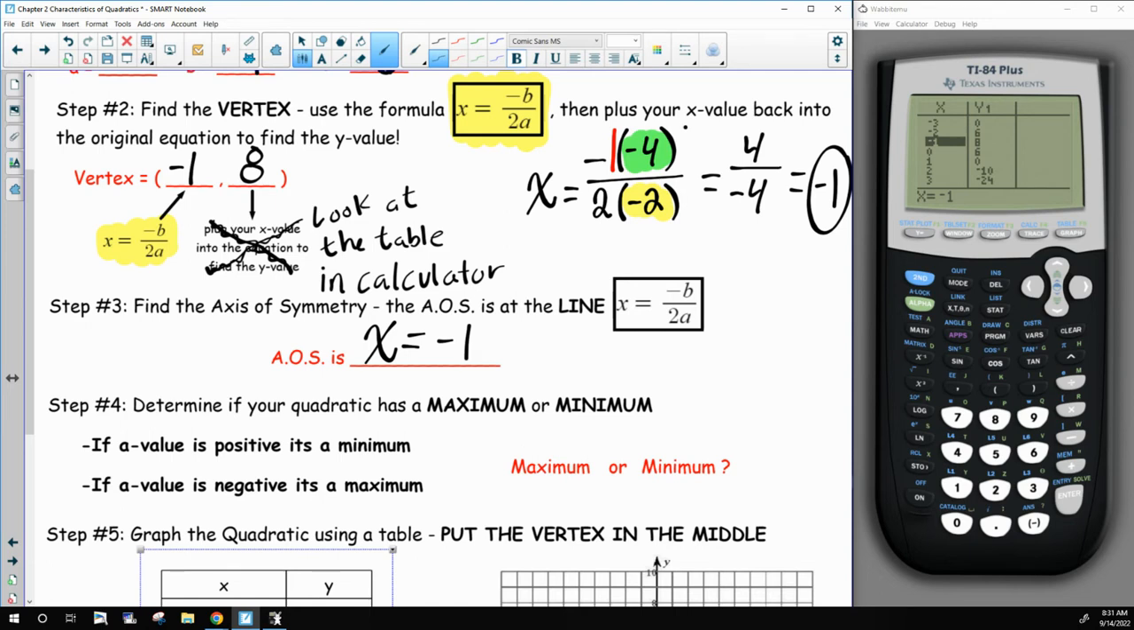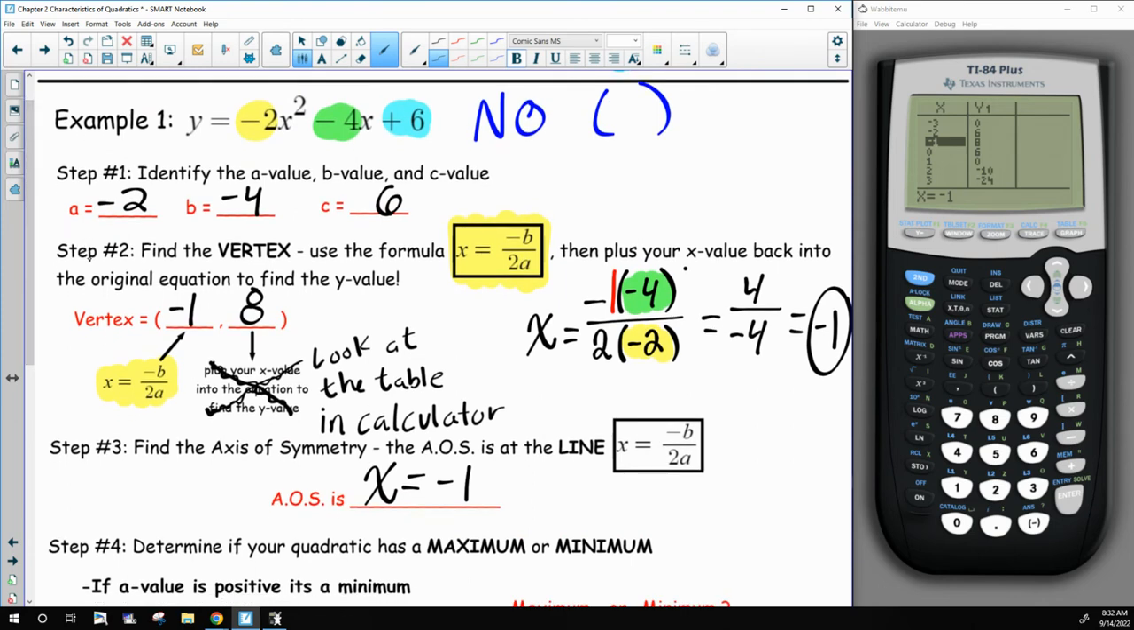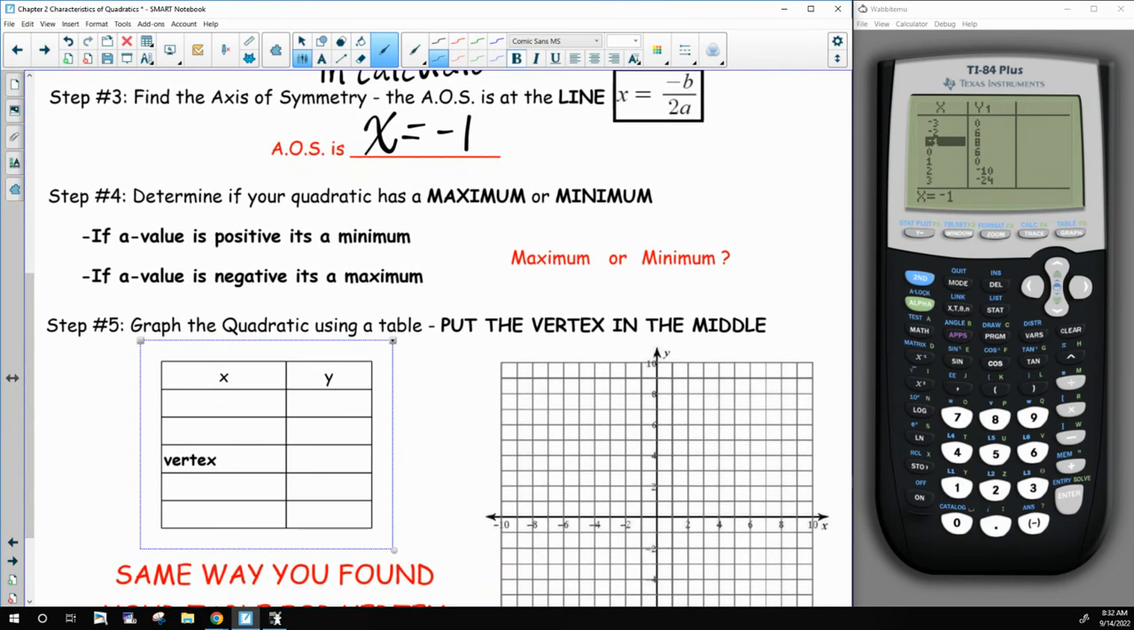Step number 4, we need to determine if it's a max or min. Exactly the same as vertex form. This is actually the same for all 3 forms. Determining max or min, you look at your a value and decide. In this case, what was our a value? Positive or negative? Our a value is negative, it's -2. And so that means it's going to be a maximum, correct? Remember, the little trick is, a value is negative. When it's a negative day, you're frowning, and frowny faces have a maximum.